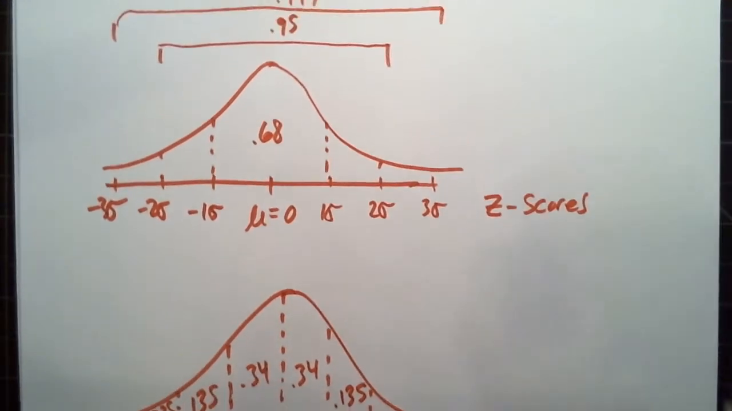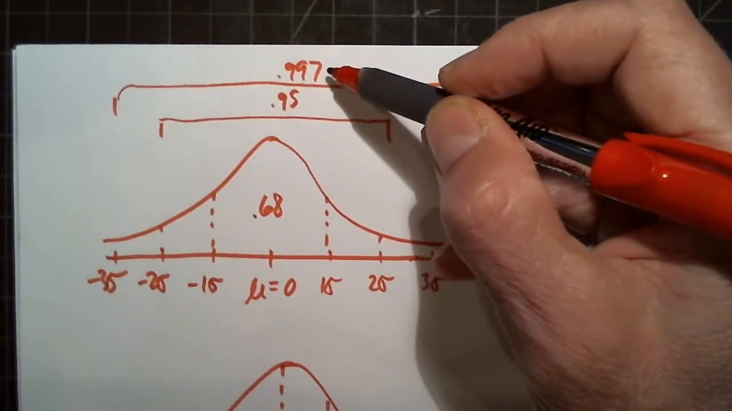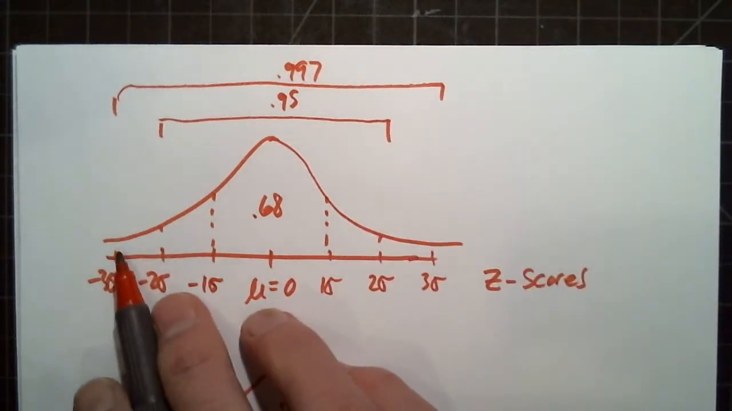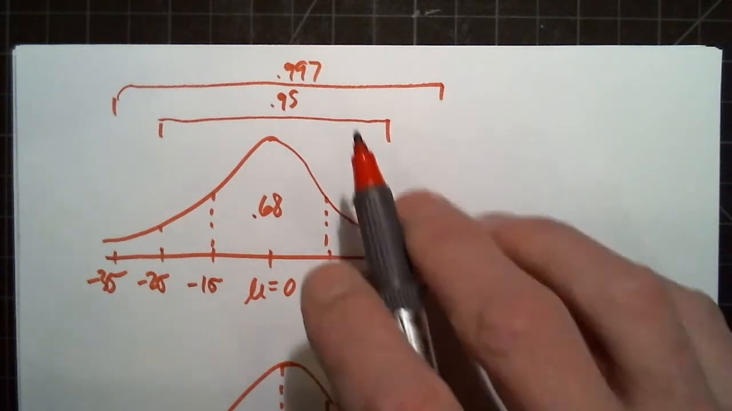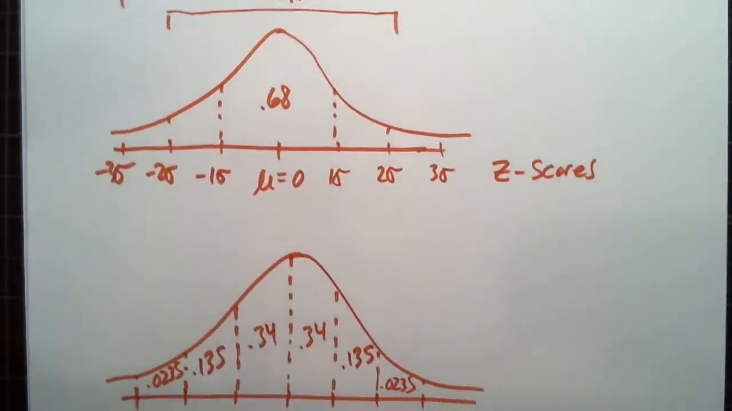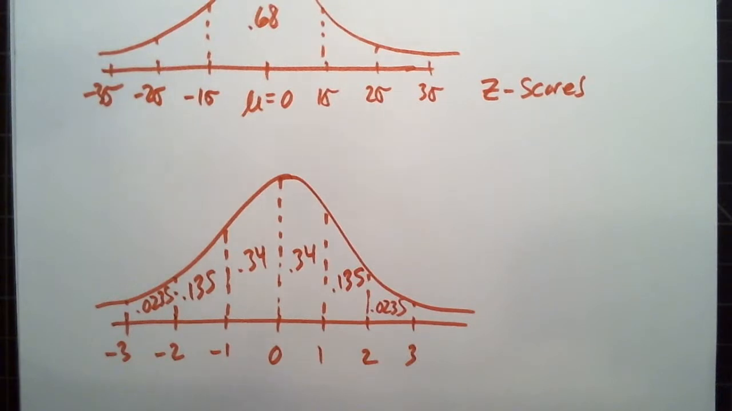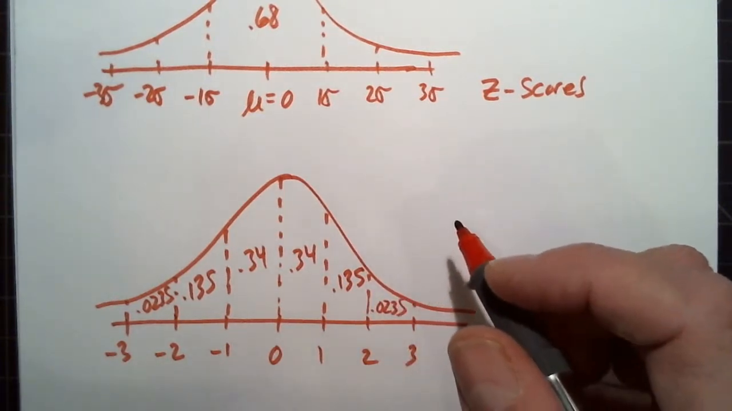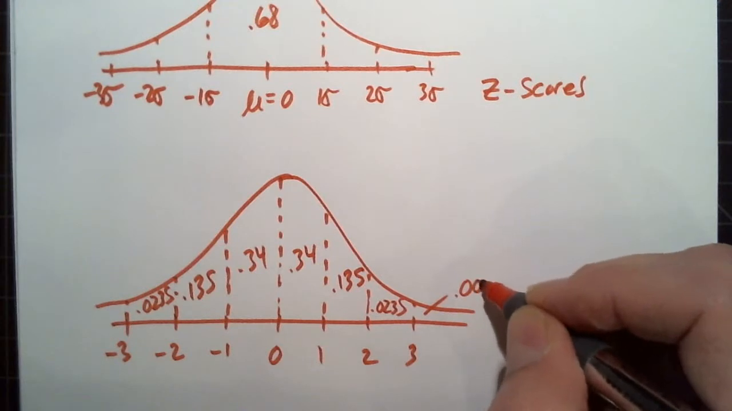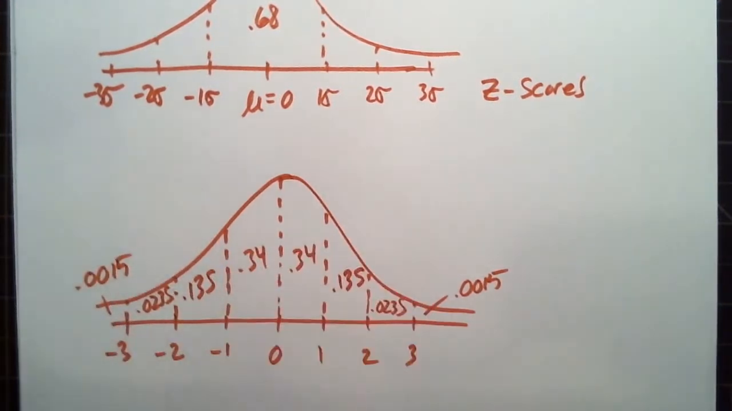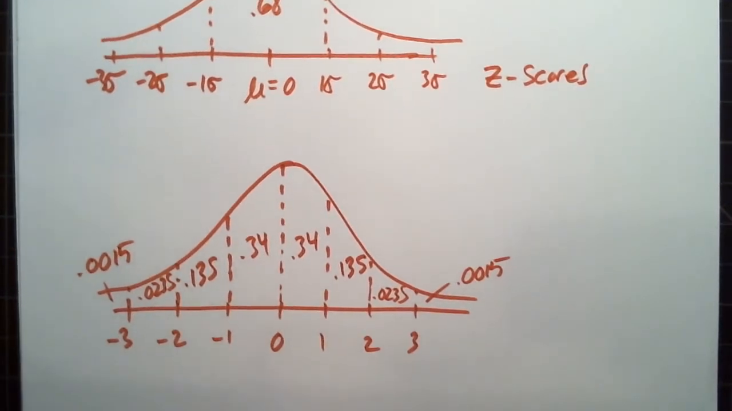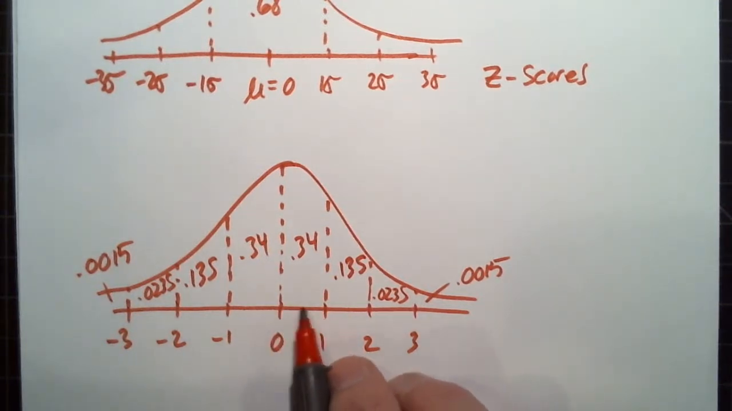And we could then look back up here and do 1 minus 0.997. So from -3 to 3 is 0.997, and we're going to go 1 minus that and then divide by 2 to see the area of each tail, and that's going to be 0.0015 in each tail. Now these numbers are areas, and they correspond to probabilities of values in this interval occurring.